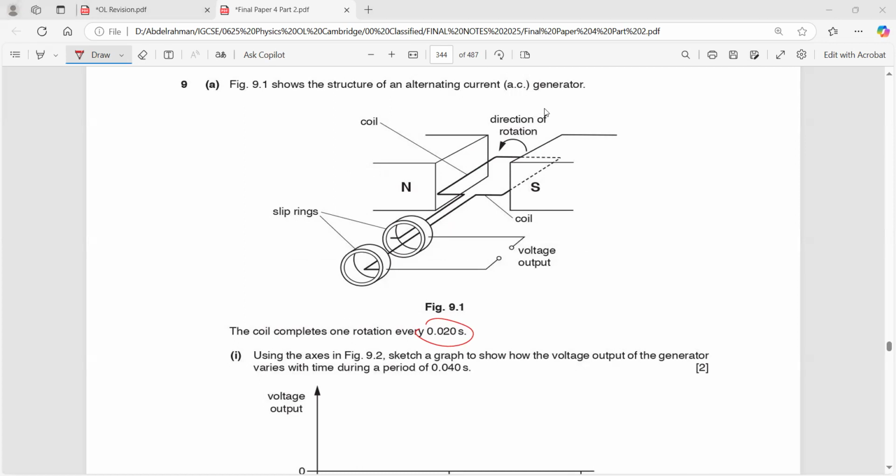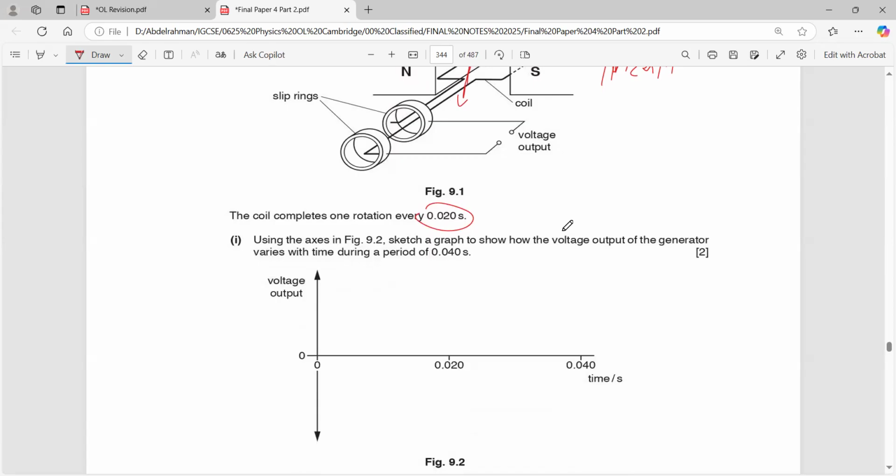Why should it start from the maximum output voltage? Because we call this position the horizontal position. At this instant it will start to move. This is an anti-clockwise motion, so this part will move upwards and this part will move downwards. At this instant it's cutting the coils at 90 degrees, which is the maximum output voltage. The maximum output voltage happens when you have a 90 degrees or perpendicular cutting.